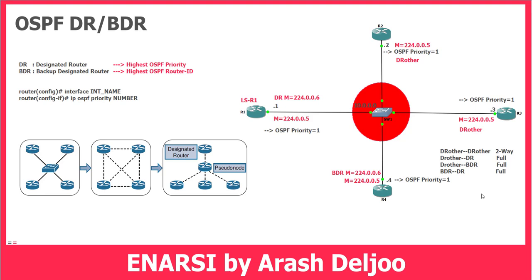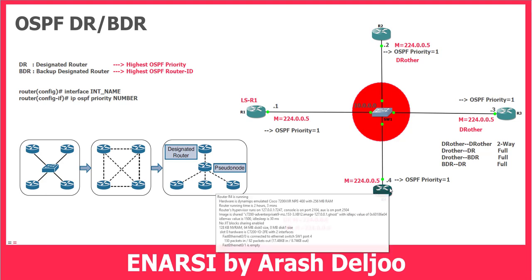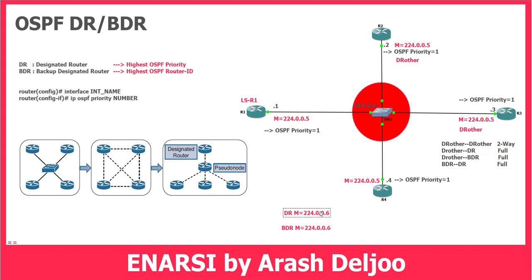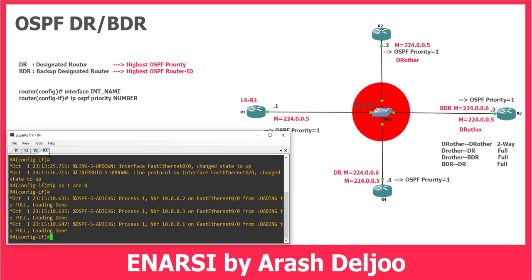First, let me verify the status of our scenario. You know that I didn't configure OSPF priority. We expect that the highest router ID is selected as the DR, and because the highest router ID is the router ID of router 4, 10004, we expect router 4 to be the DR, and router 3 should be the BDR. Let me check it from R1.